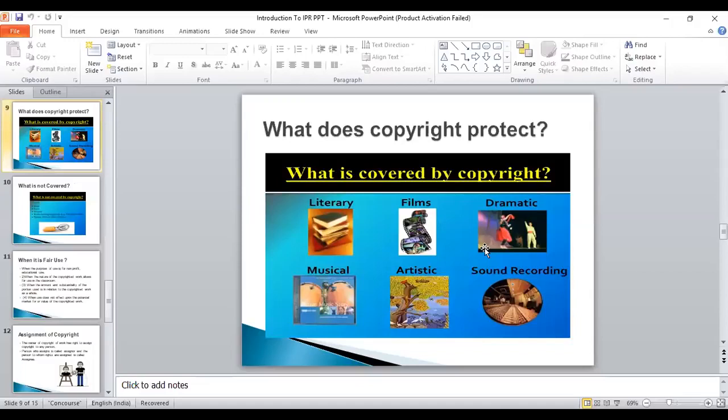Now we have discussed the definition of copyright. Then what does copyright protect? We have seen that it protects literary work, film, dramatic work, artistic work, or sound recording. It's a sort of legal means of protecting an author's original work. Many different types of rights can be protected. Content can be protected under copyright, that's a book, poem, play, song, films, etc.